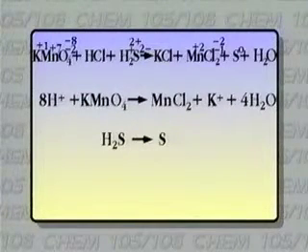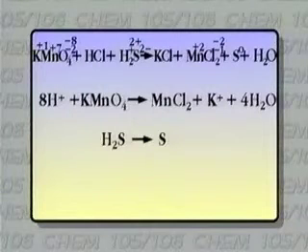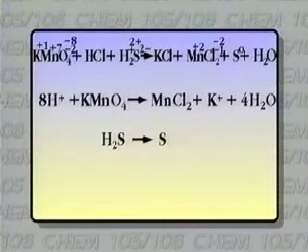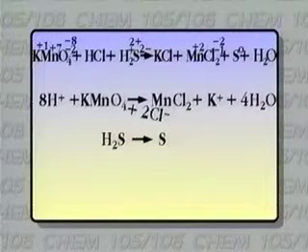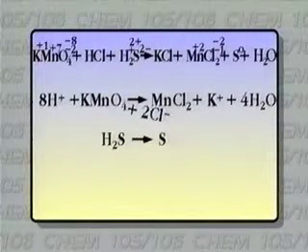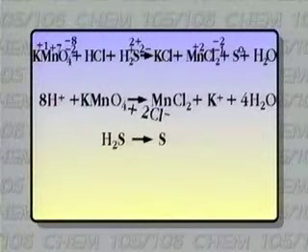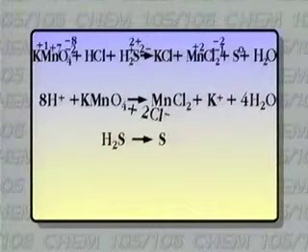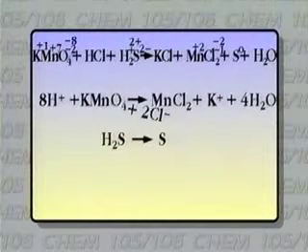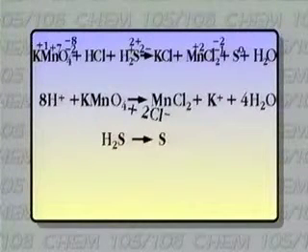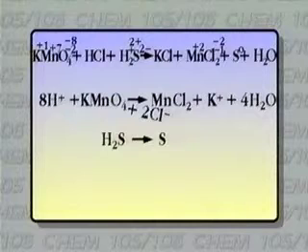And we've got 2 chlorines over here and none on this side, so we'll throw a couple of chloride ions over here. Not carbons, chlorides. Okay? So now we should have all of the atoms balanced. 8 hydrogens, 1 potassium, 1 manganese, 4 oxygens, 2 chlorines. So the atoms are all balanced.